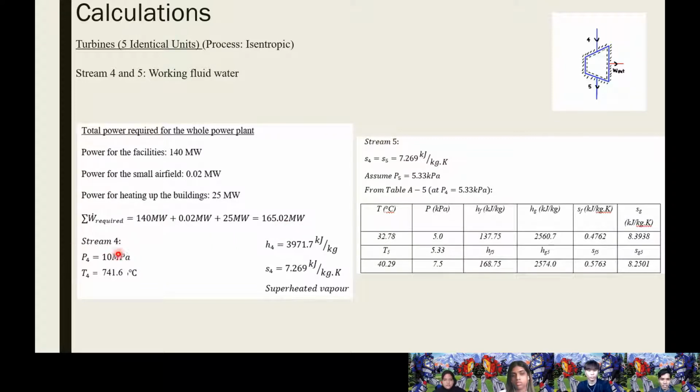And then this is the condition of stream 4 from the previous work. And for stream 5, since it is an isentropic process, S4 equals S5 equals 7.269 kilojoule per kilogram Kelvin, and we assume that P5 equals 5.33 kilopascal. And from table A5, we do the appropriate analysis to find the T5, H5, and also the S5.